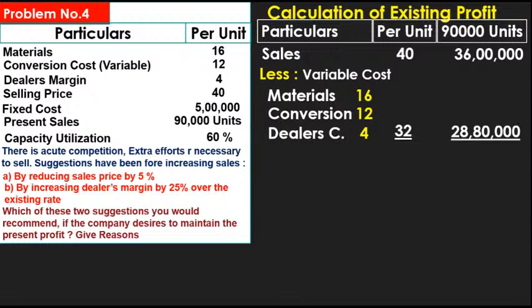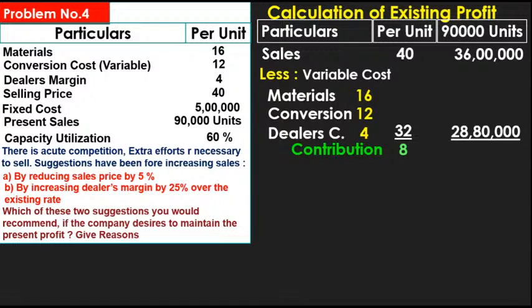Next, now we will get the contribution. Contribution is equal to sales minus variable cost. What is the sales per unit? Rupees 40. What is the variable cost per unit? 32. Means 40 minus 32. What is the contribution per unit? Rupees 8.